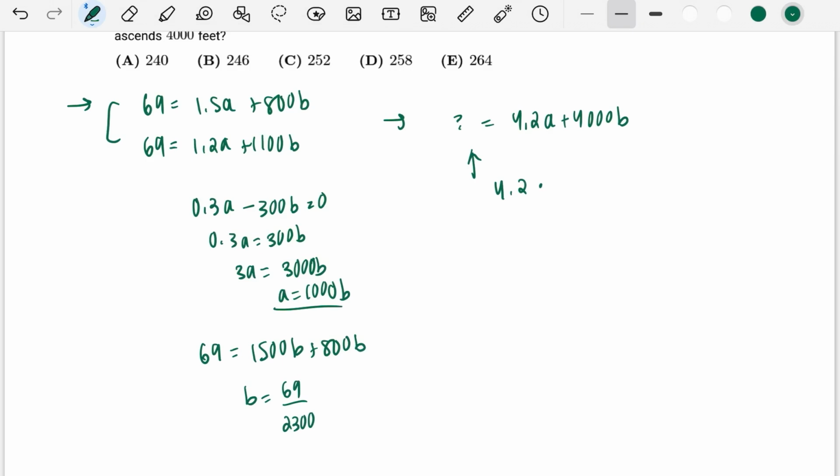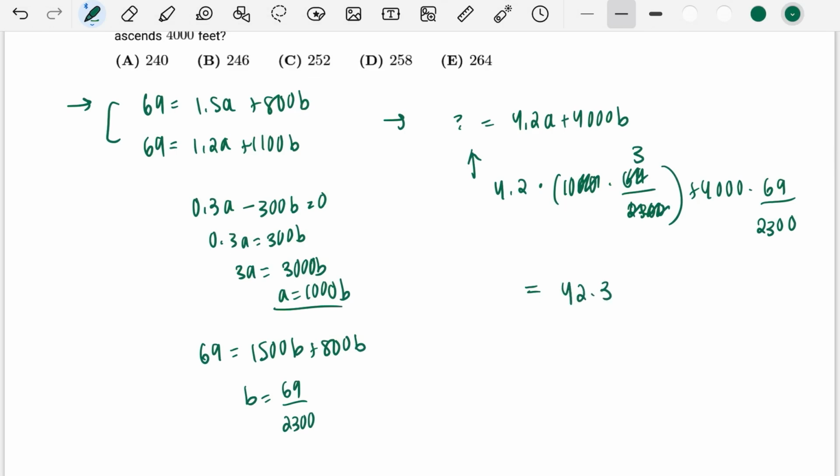So the answer is 4.2 times a, which is 1,000b, plus 4,000 times b. And if we simplify this, you get 42 times 3 plus 120, which equals 246. So the answer is B.